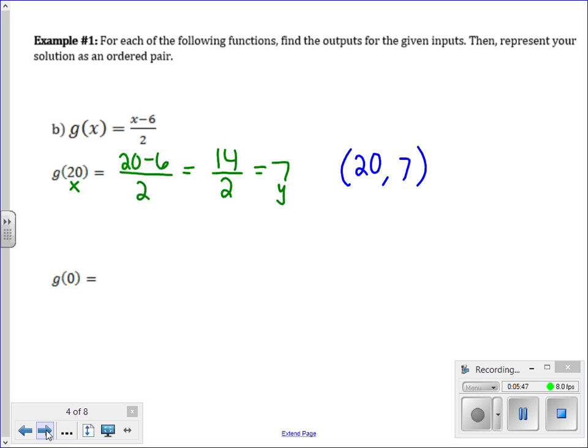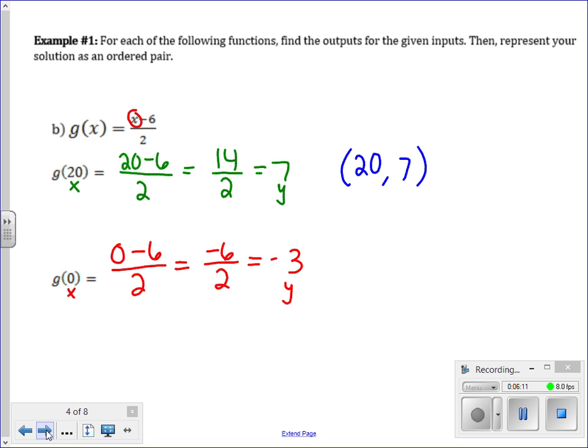All right, next we have g of 0. 0 is an x value. So I'm going to take 0 and put it into the function where x was. Notice x was here in the numerator. Well, 0 minus 6 is negative 6 divided by 2, which equals negative 3. And negative 3 is the output and the y value.